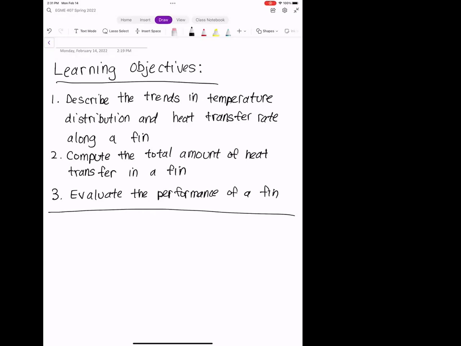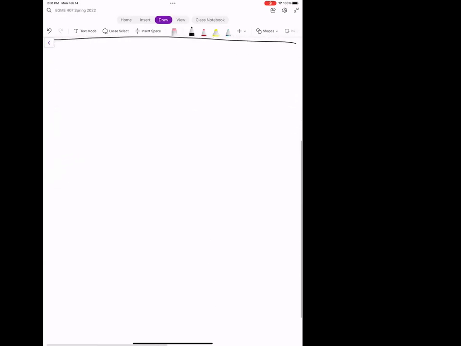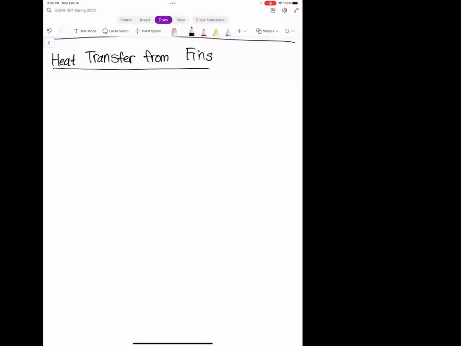Okay, let's go ahead and get started. Where we left off last Wednesday, we were talking about heat transfer from fins. A fin is a fairly common structure that you would make in thermal engineering. The whole idea with the fin is to increase the surface area of whatever object that you have.